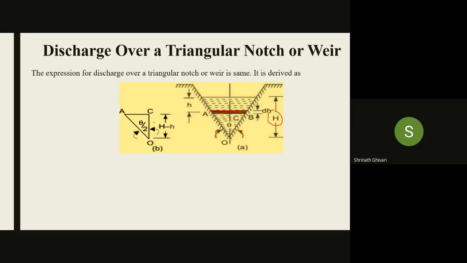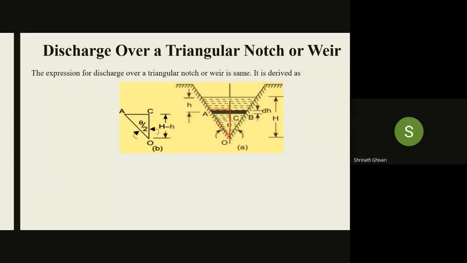Now figure B is the half part of this whole diagram. So what will half of theta be? Theta by 2. We have taken O, A and C till the elemental area. This is the half part. And this height, from this to this, will be capital H minus small h.